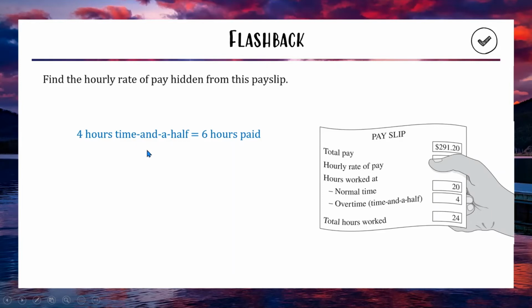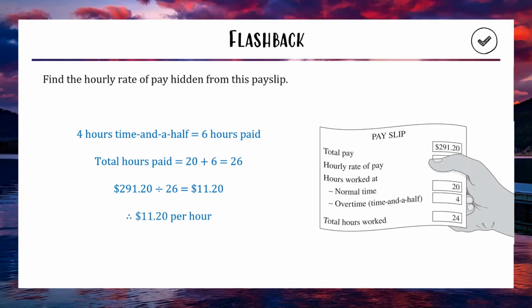Okay, so 4 hours of time and a half, like I said, is 6 hours paid. So we do 20 normal hours, plus our 6 time and a half hours, and so we have 26 in total. Then we do $291.20 divided by 26. We get an hourly wage of $11.20. All right, so there's our hourly wage.